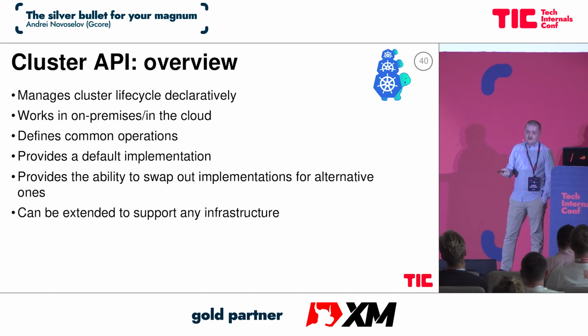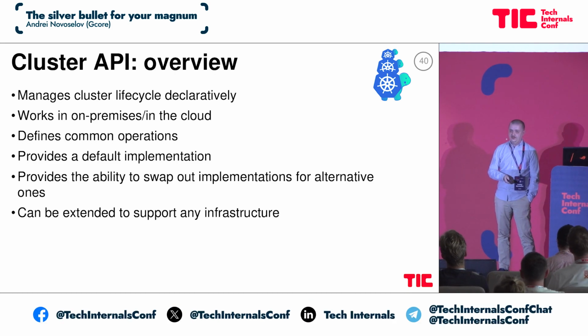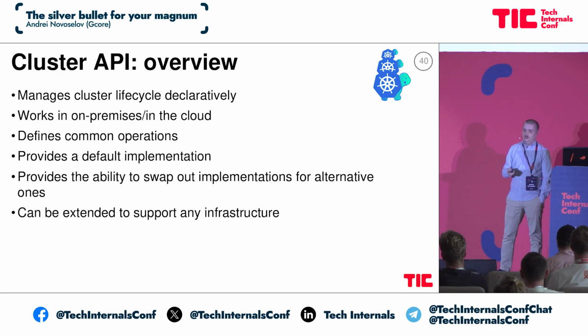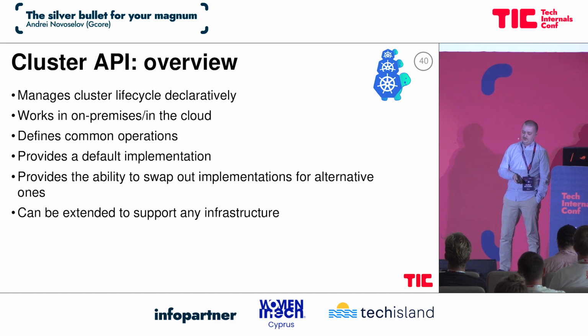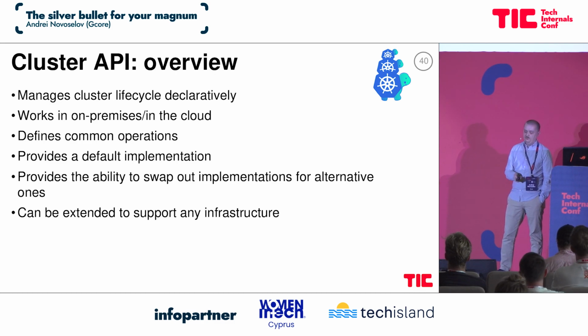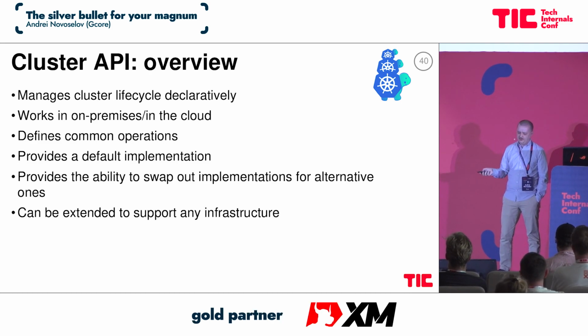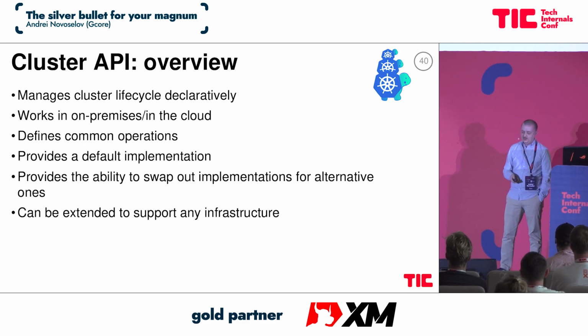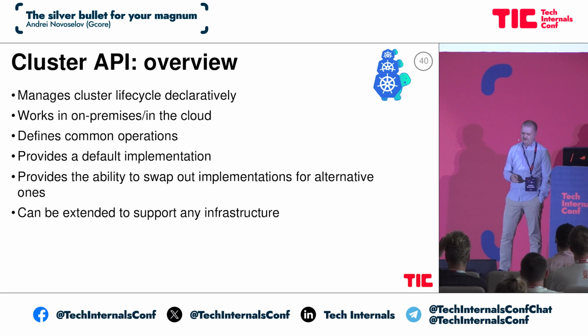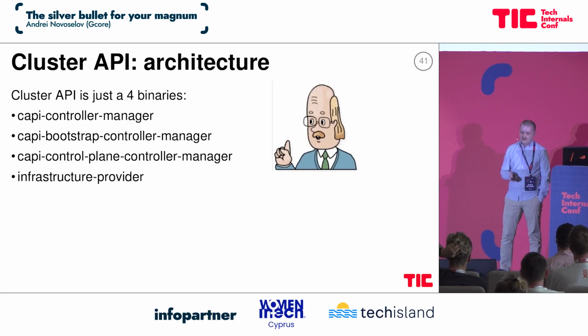So what is Cluster API? First of all, it's a SIG group inside Kubernetes, so it's done by the Kubernetes team. Just like Magnum, it manages the cluster lifecycle declaratively. It works on-premise and in cloud. It defines the common operations like creation, update, deleting, and scaling of the clusters. It provides the default implementation, the ability to swap out the default implementation for an alternative, and it can be extended to support any infrastructure.